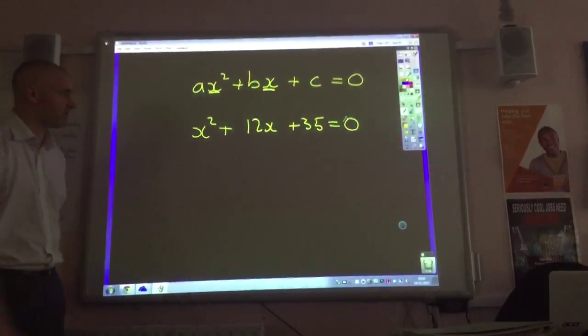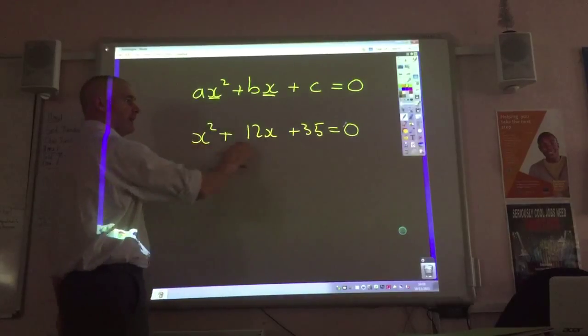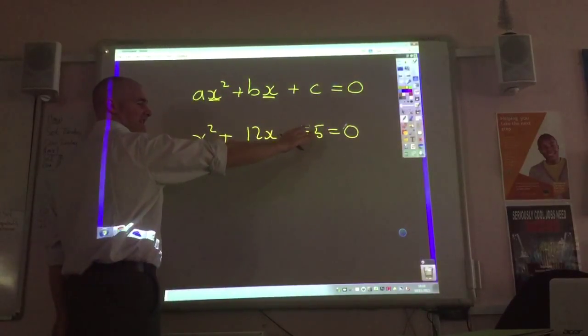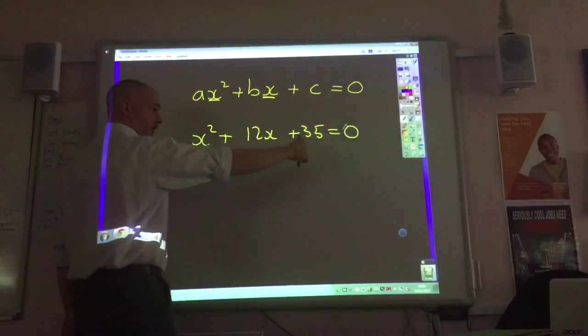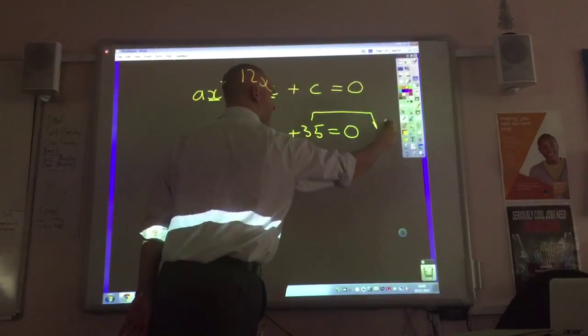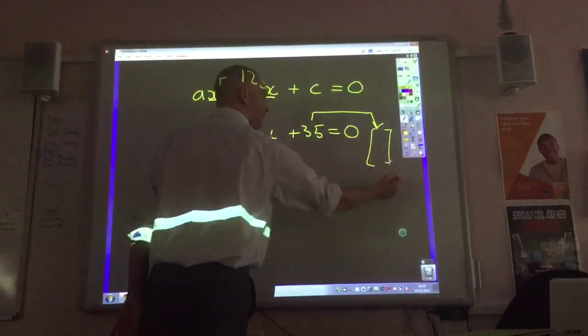To factorise, you need to know which number to find factors of. It's always the number that has not got a letter next to it. So in this case, it's 35. So from the 35, I list all the factors of 35.